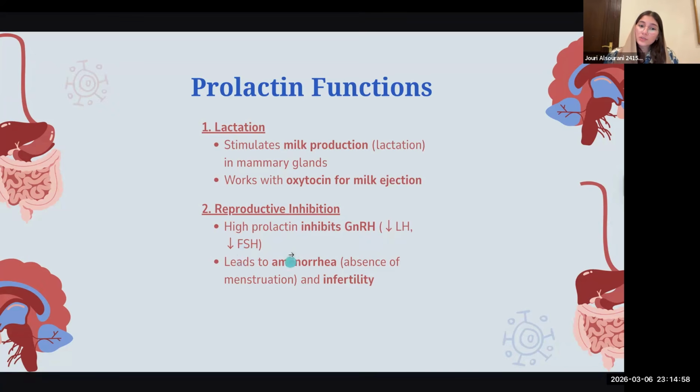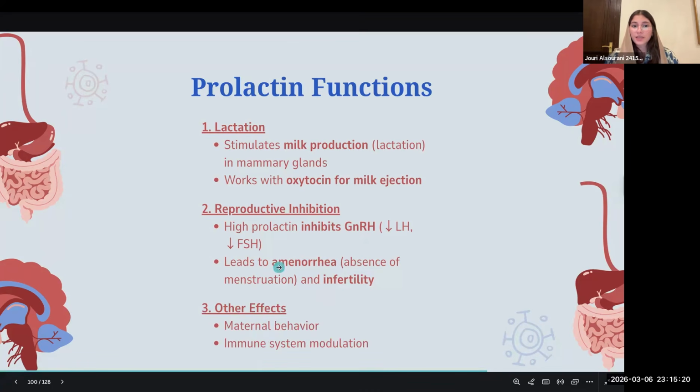Because of this, it can lead to the absence of menstruation, okay? It will lead to amenorrhea because we don't have LH, we don't have FSH, we can't have menstruation happening, we can't have ovulation, all the phases are now disrupted because we don't have LH and FSH. So this will lead to amenorrhea and it will lead to infertility.